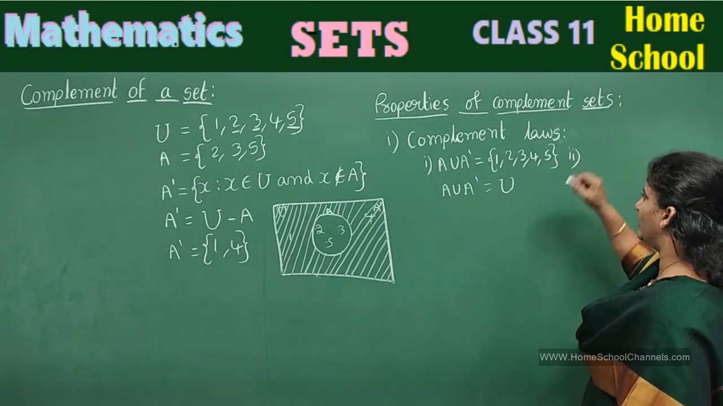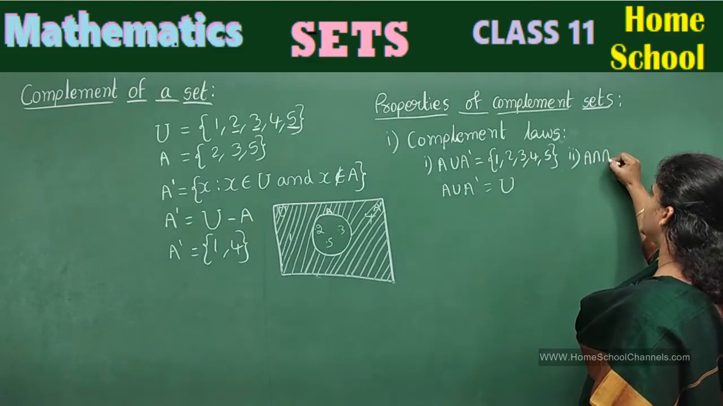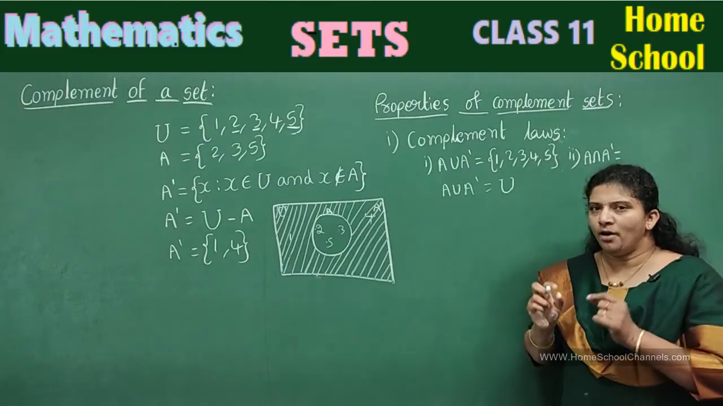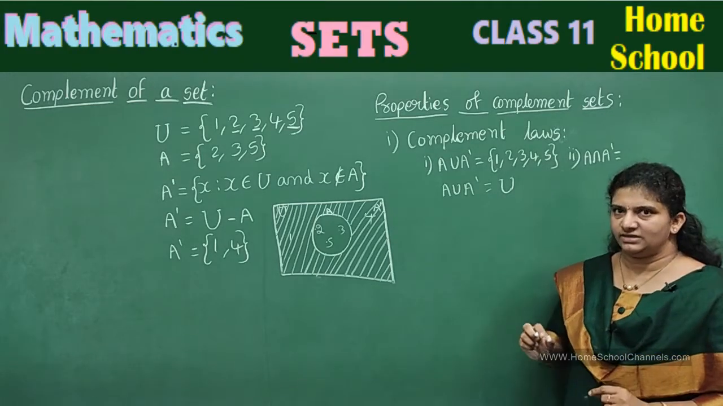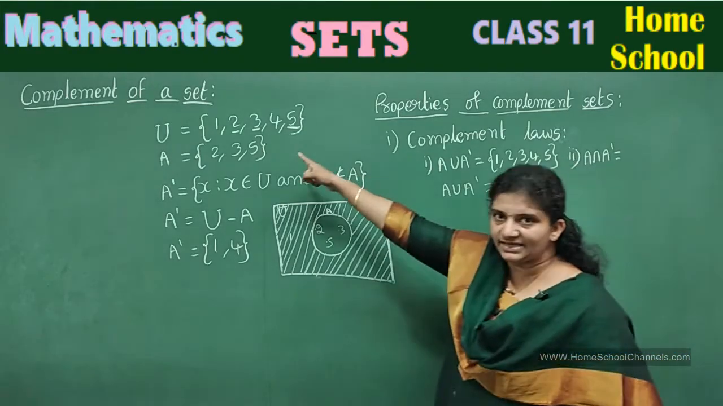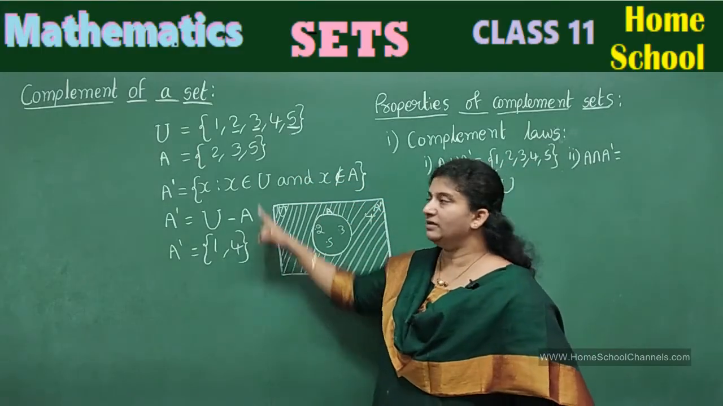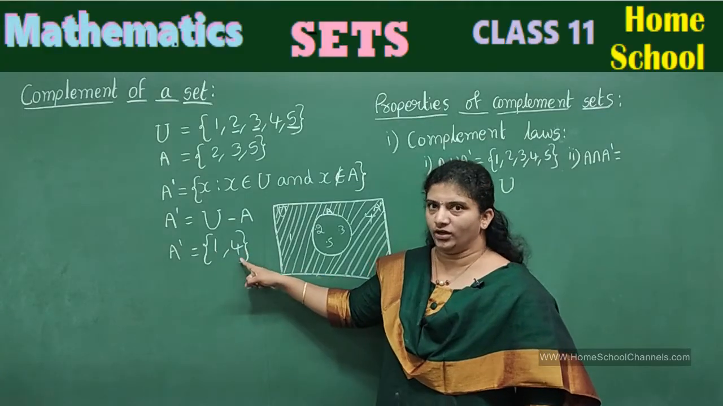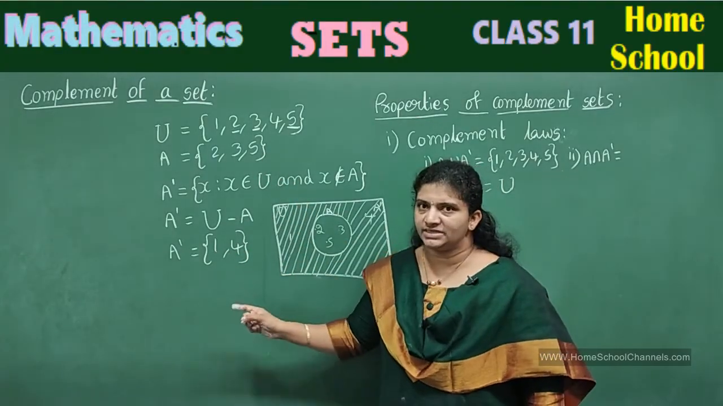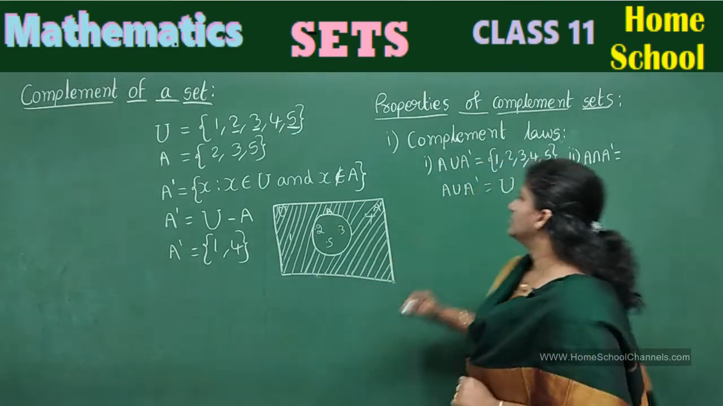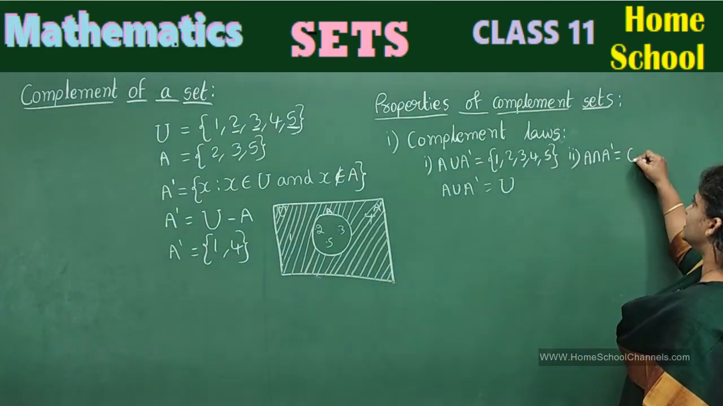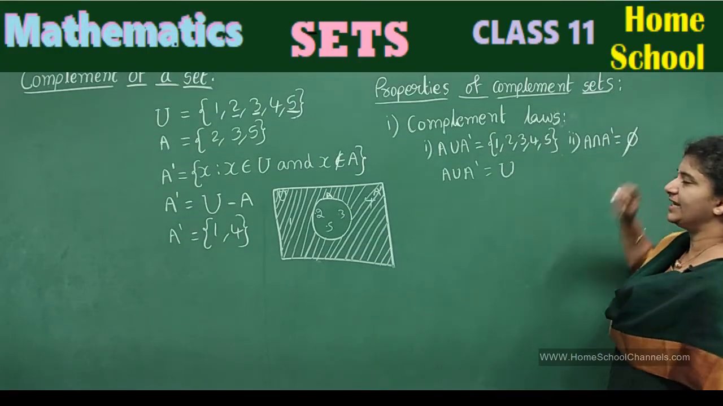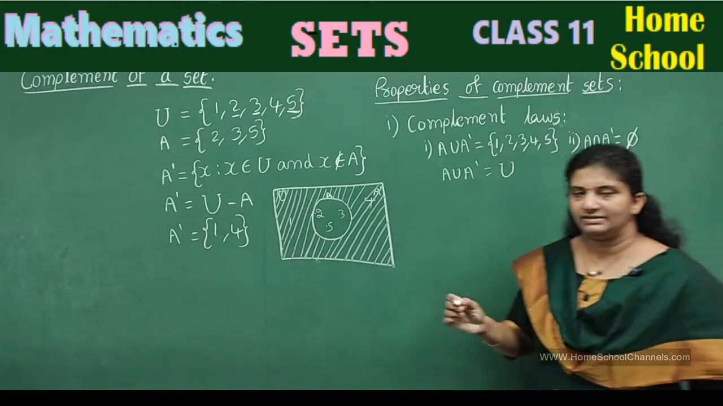Similarly, second one, A intersection A complement is equal to the common elements in both the sets. What are the sets here? A set and its complement. A is equal to 2, 3, 5. A complement is equal to 1, 4. Do you have any common elements? There is no common element. No common element means we just write null set. Therefore, A intersection A complement is equal to null set.